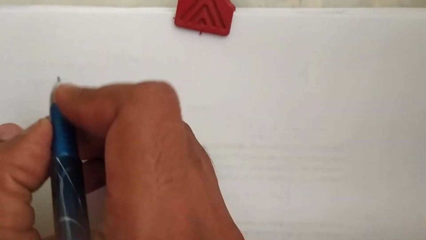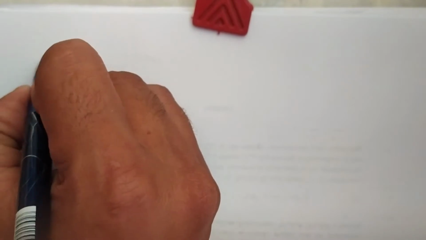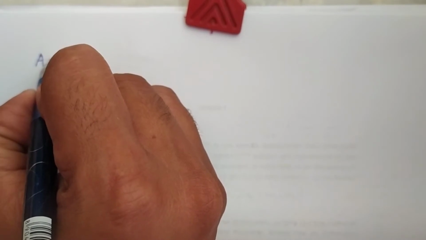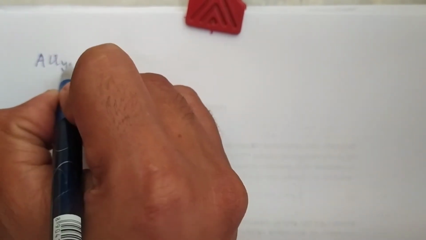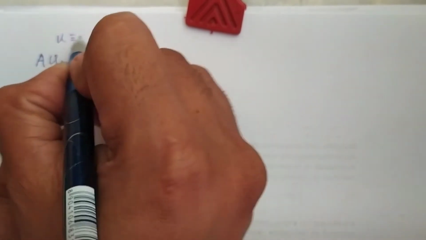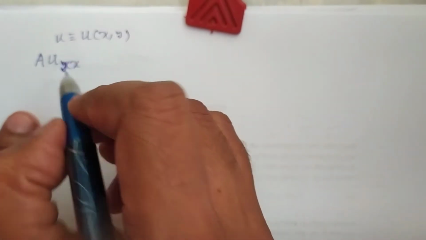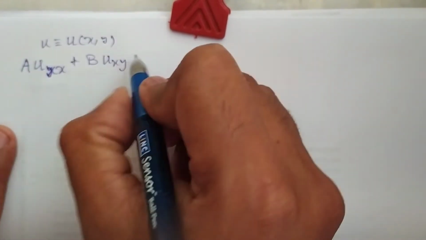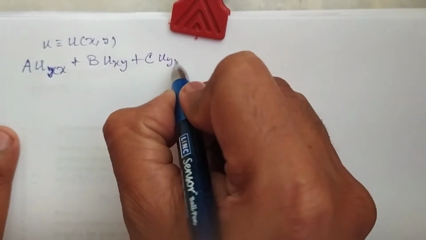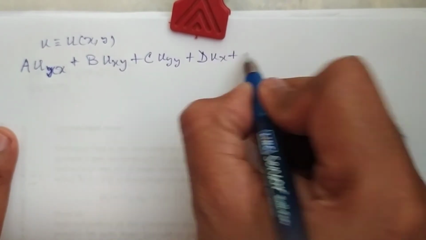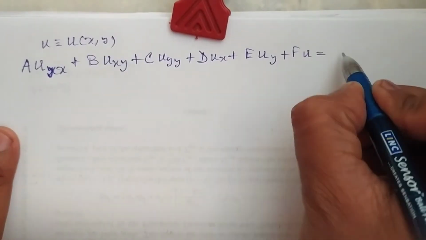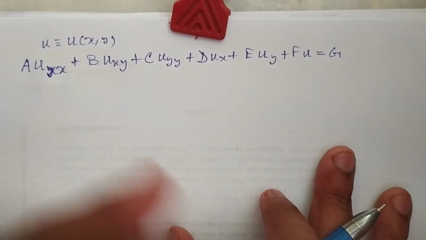So in the previous lecture, first we wrote a second-order partial differential equation, where u is the dependent variable depending on two independent variables x and y. And then we transformed it.